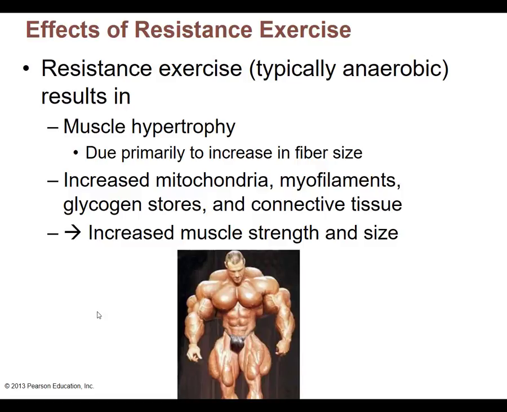You still get more mitochondria. They still need ATP, which, yes, using oxygen can help. We're going to get more myofilaments because you're going to need more actin. You're going to need more myosin and all those myofibrils. You're going to have increased glycogen stores, so those muscles have quick energy right there, and more connective tissue.